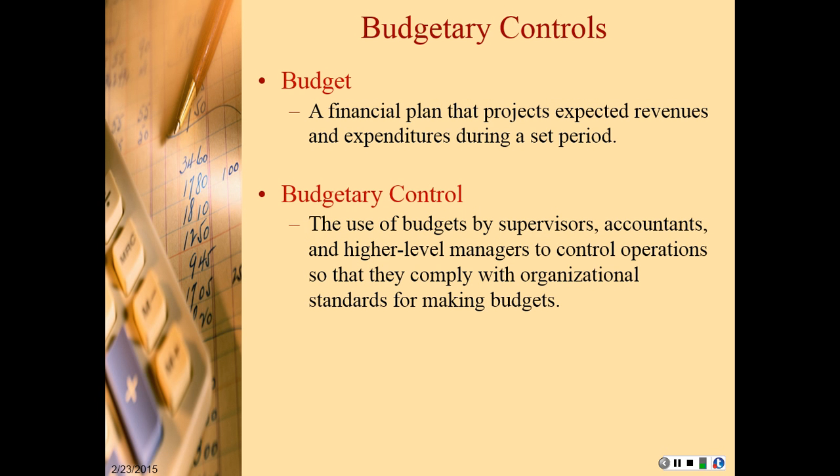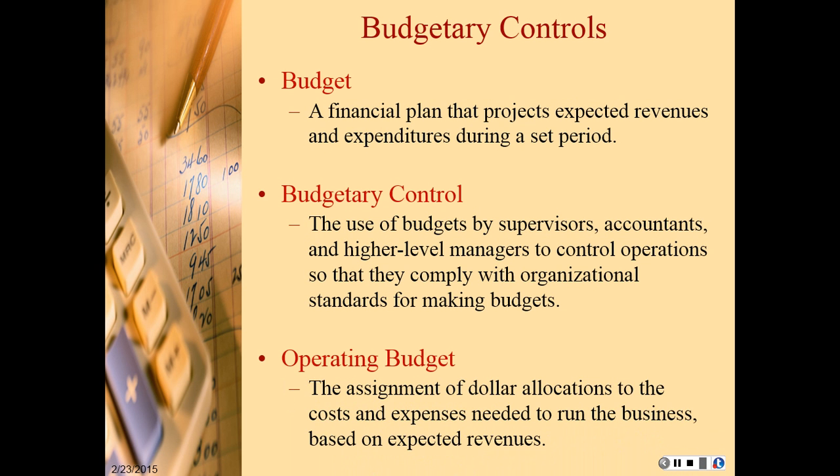So we have to make a profit, therefore we have to make sure that our costs and revenues all make sense to where a profit is being attained. So each department gets an operating budget, which is an assignment of allocations to the cost and expenses needed to run the business, based all upon the expected revenues for that business and each department.